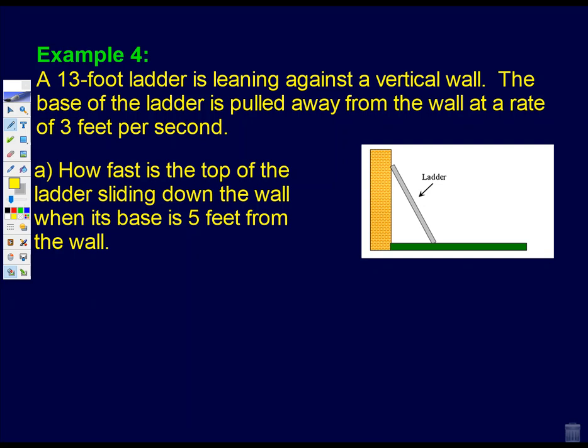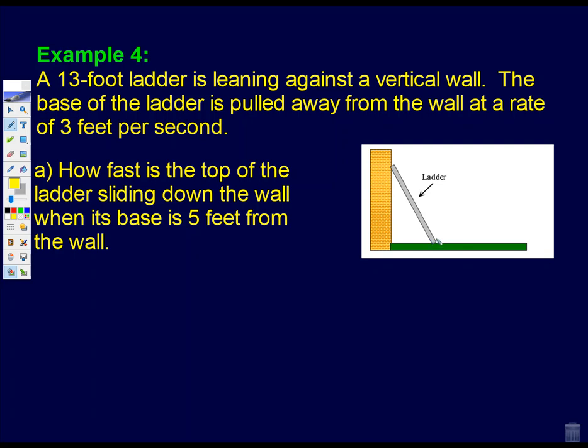This is describing a ladder leaning against a brick wall, or just a wall, and touching the ground. And imagine the base of the ladder, the part touching the ground, sliding away from the wall by someone pulling it at some rate of speed. And of course, because the ladder is not going to change length, as this section moves away from the wall, the top of the ladder is going to come crashing down the wall.